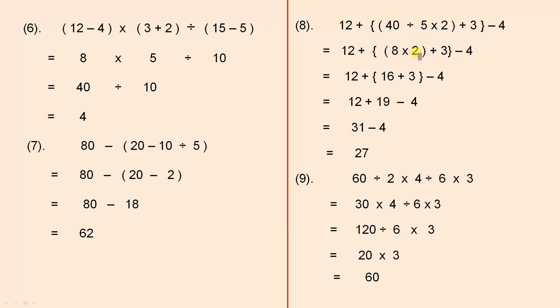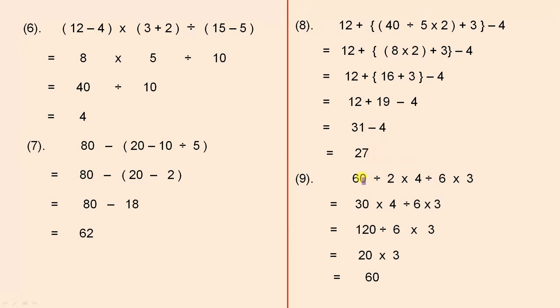8 2s are 16. That gives us a 16 here, and that's the plus 3. So we've got rid of those innermost brackets, but we still have these ones. 16 plus 3 is 19. Now all we have is addition and subtraction, so we work from left to right. 12 plus 19 is 31. 31 take away 4 is 27.